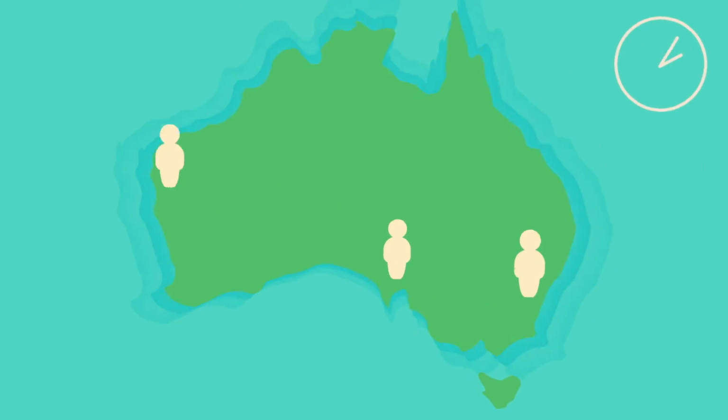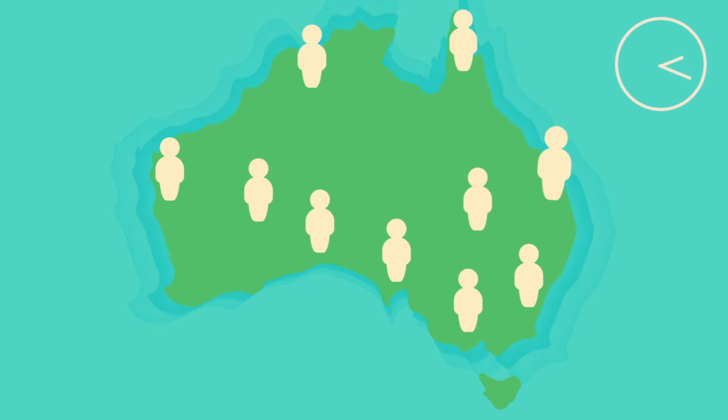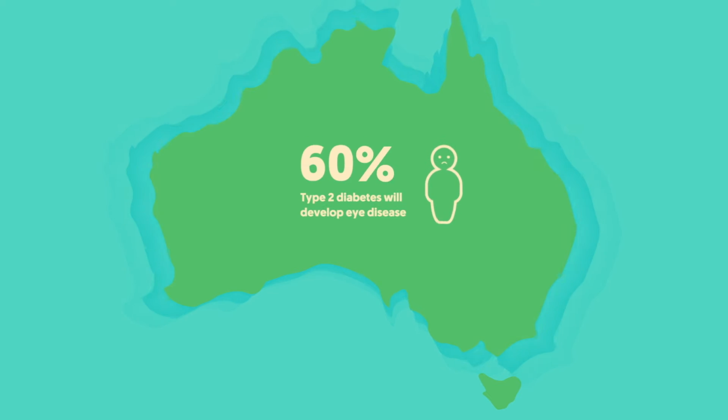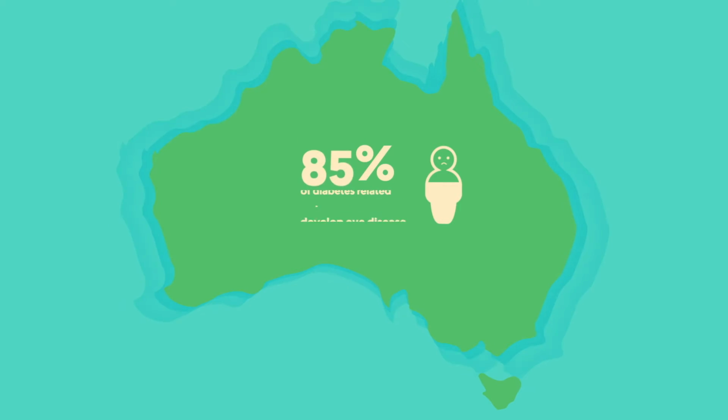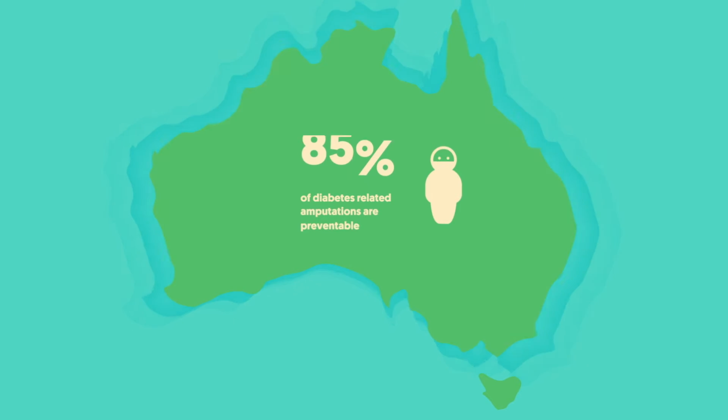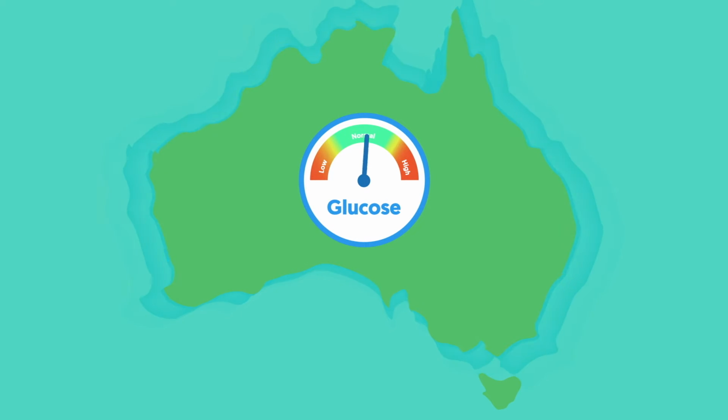Quick facts. In Australia, 1 new person is diagnosed with diabetes every 5 minutes. 60% of people with type 2 diabetes will develop eye disease within 20 years of diagnosis. 85% of diabetes-related amputations are preventable. Now that we've looked at the complications of diabetes, let's explore blood glucose levels and what the numbers mean.